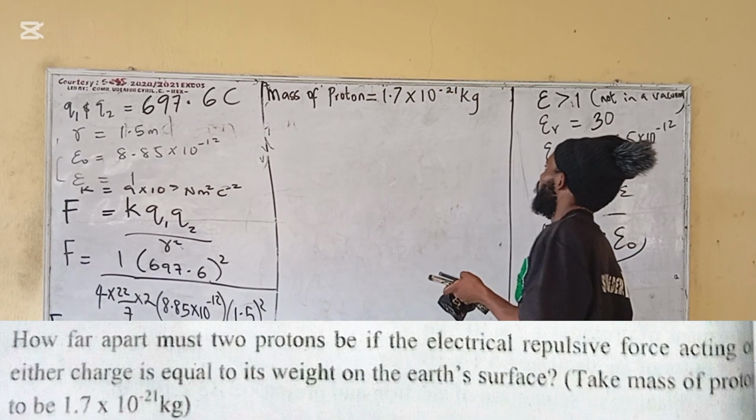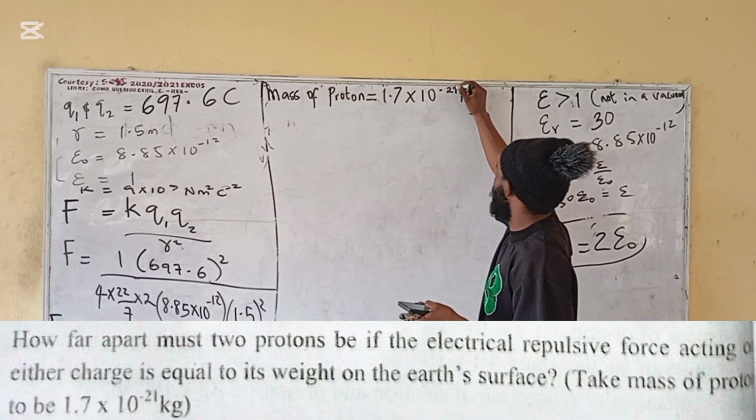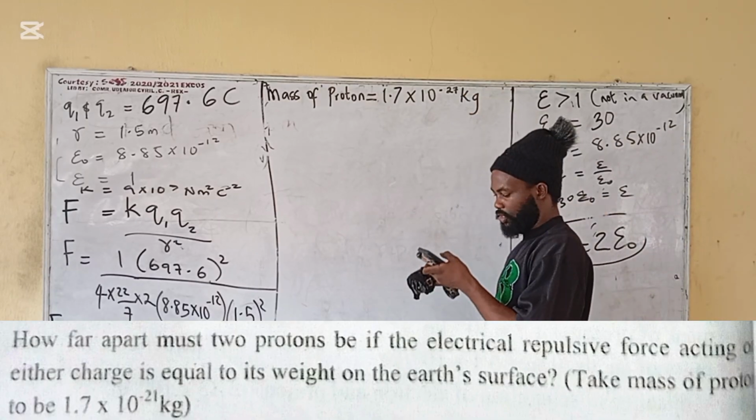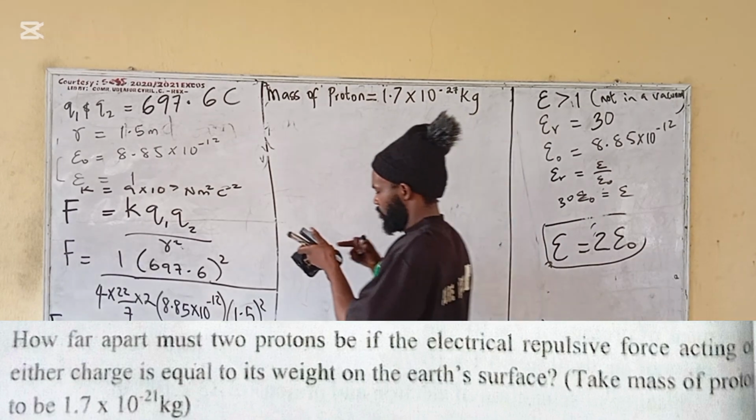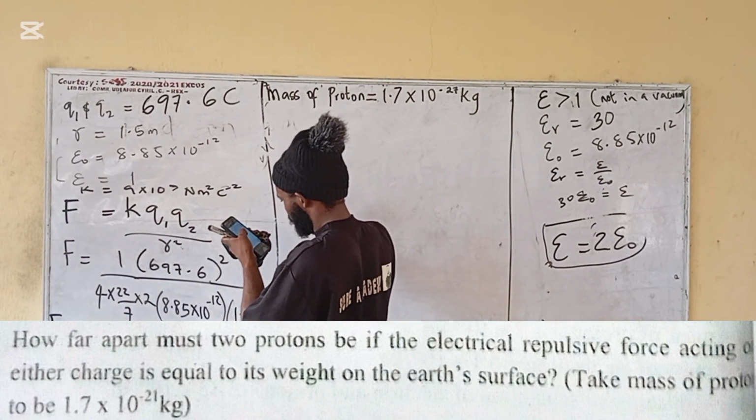This mass of proton that they gave me, is it correct? Is it supposed to be 21 or 27? So if you notice, there are slight errors in that new one. Let it not confuse us.